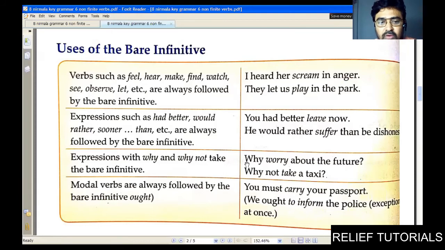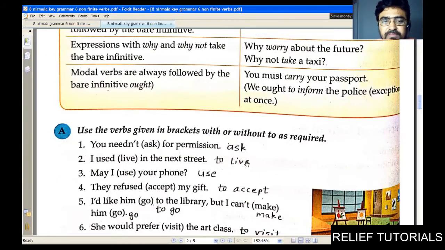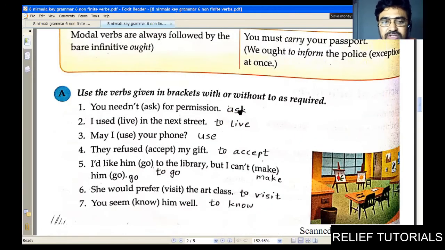Now comes the exercise. I have already put the answers over there, as you can see. Use the verbs given in the brackets with or without "to" as required. You needn't ask, or to ask? So, you needn't ask for permission.